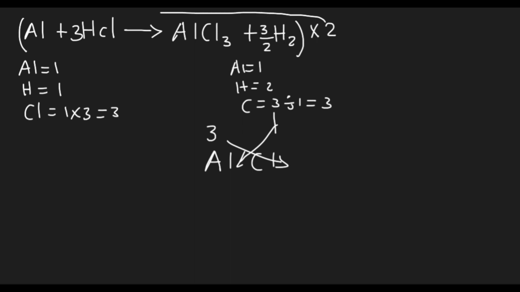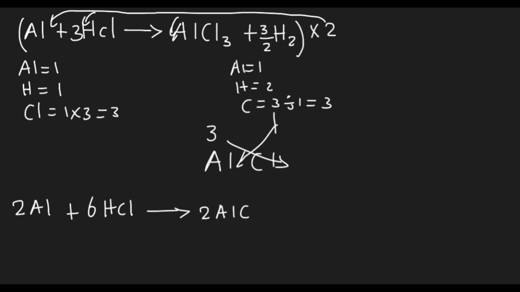So begin with 2 multiplied by aluminium. So this will give us 2Al plus, then the second one, 2 times 3, giving us 6HCl. Then we move on to 2 times this one, which will give us 2AlCl3 plus, if we multiply 3/2 times 2, the 2's will cancel. We have 3 times H2. So as we can see, our equation is now balanced.